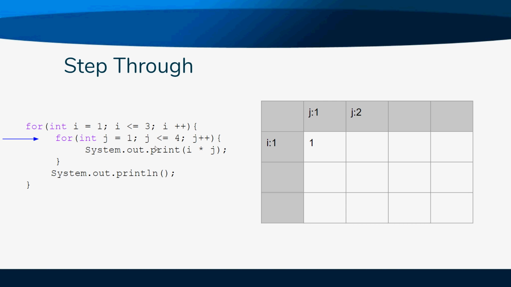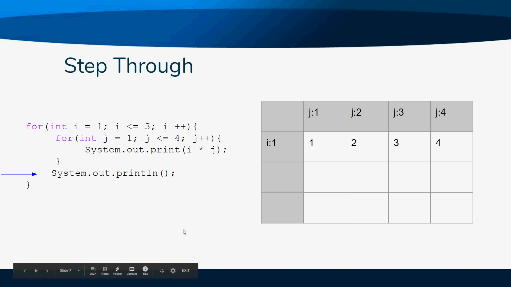It's going to go to 2, and then it will print out its command, which is 1 times 2, and it will print out a 2. Then it's going to do the same thing. j is going to go to 3. It's going to print out 1 times 3, and it'll show 3. Then j becomes 4, and it will print out 1 times 4. Now, at this point, the inner loop is done, and it will do a System.out.println, or basically it will move down to the next line, and then it will come and do the second iteration of i.